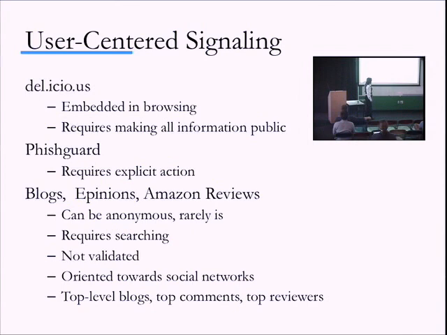Blogs, e-opinions, all the Amazon reviews, they can be anonymous. They rarely really are. They require multiple searching. We're going to go in a comparison with the social searching that we have and other mechanisms. And it's not validated. We'll show you how our ratings are validated. And it's also very concentrated, right? If you go to the blogs, you go to the top blog, right?